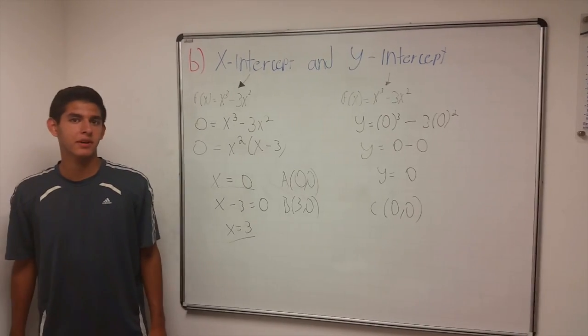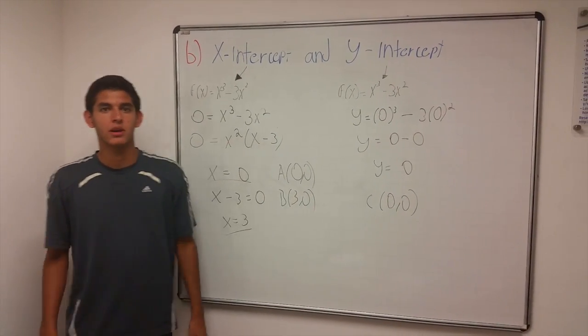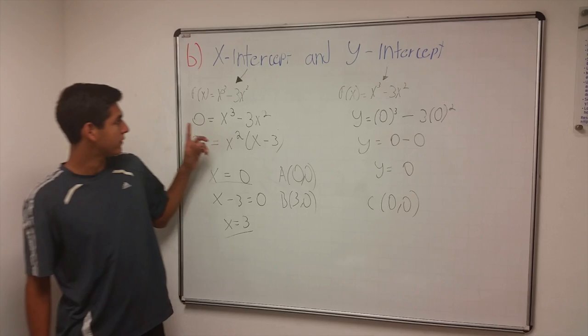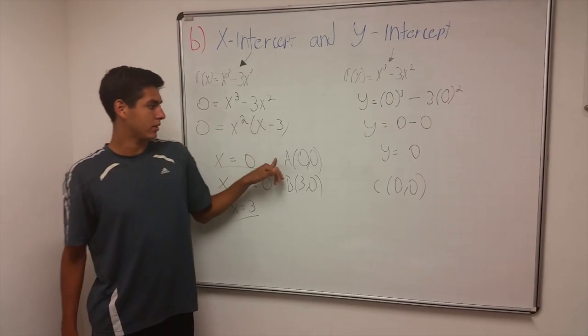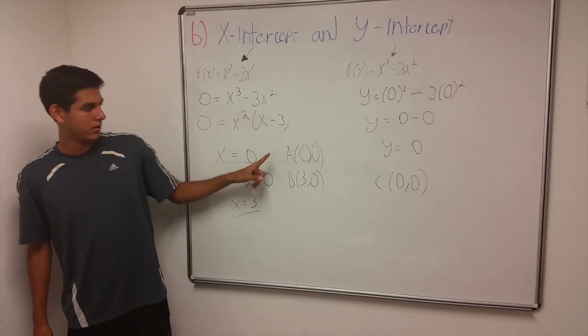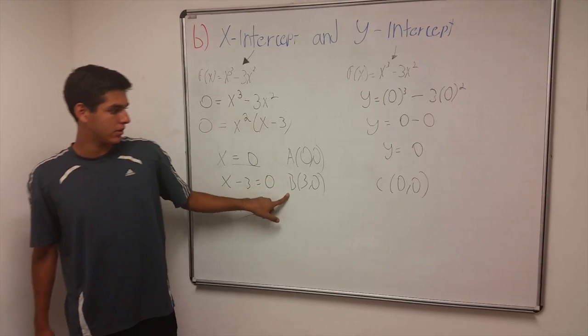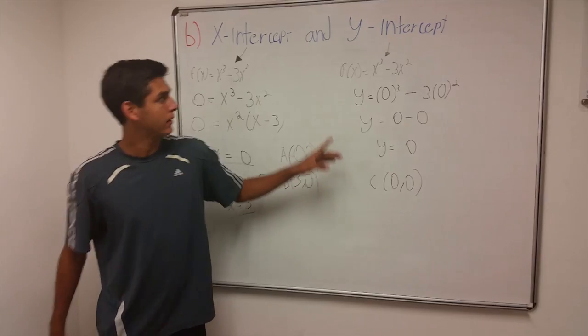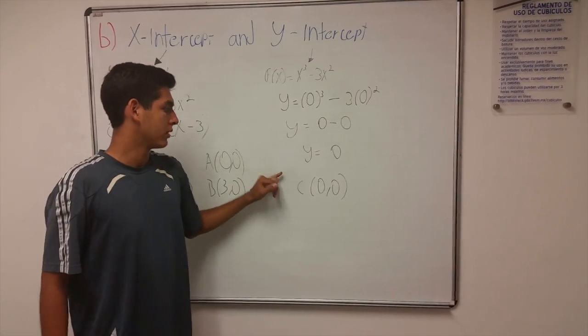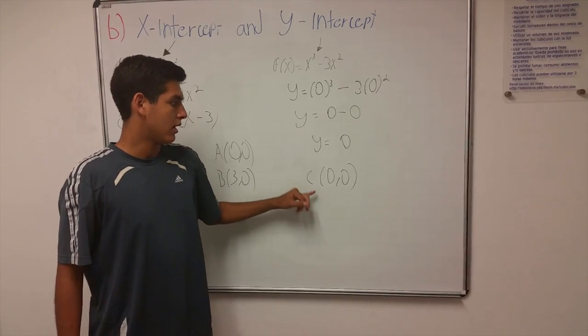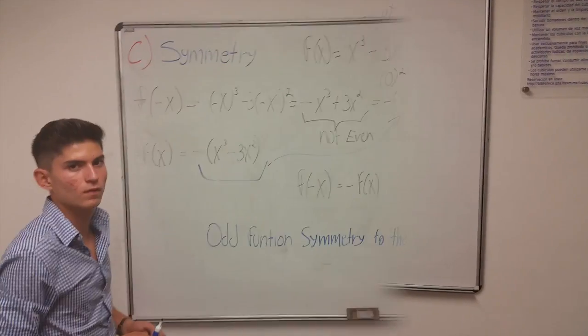Next, we are asked to find the x and y intercepts, and to find the x-intercept we have to make the y equals 0, and when we clear all that we get that there's two intercepts, one at (0, 0) and the other one at (3, 0). Then for the y-intercept we make the x equals 0 and we get that it intercepts at (0, 0).